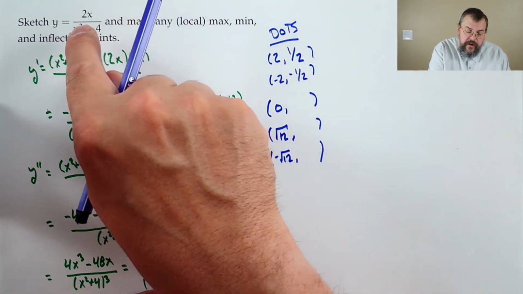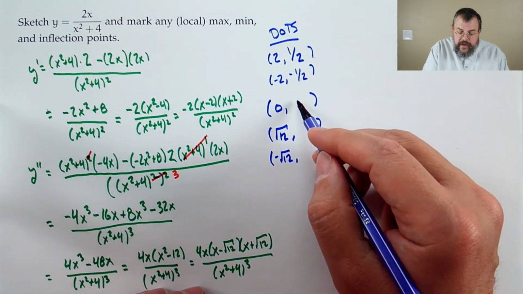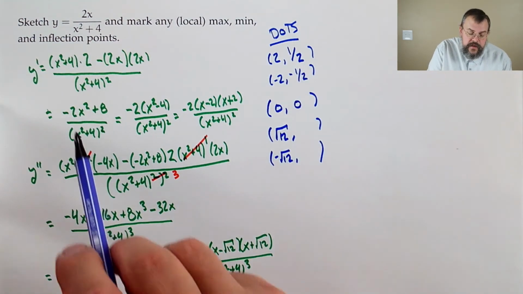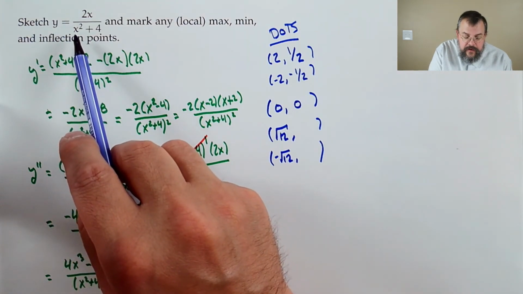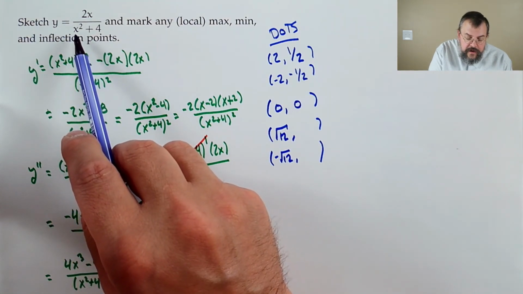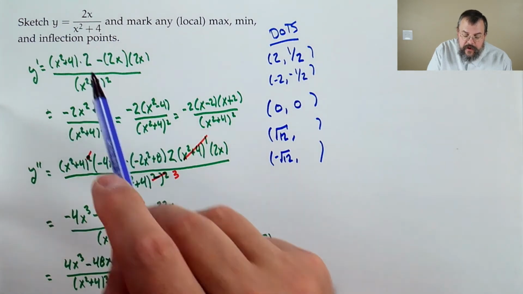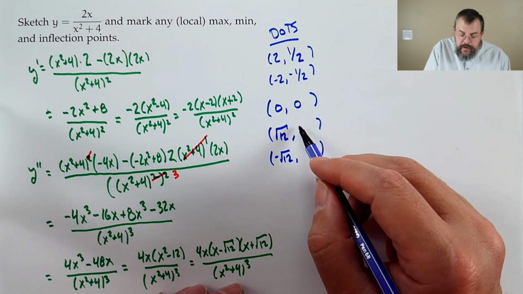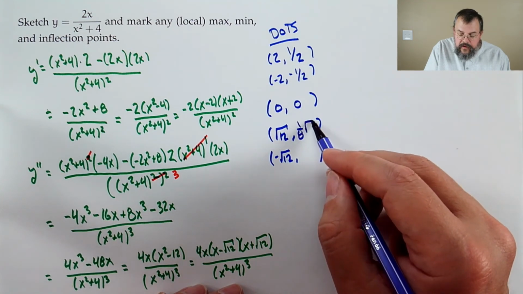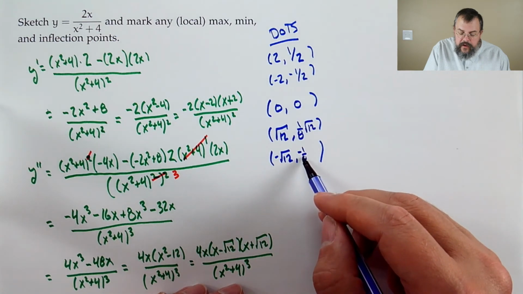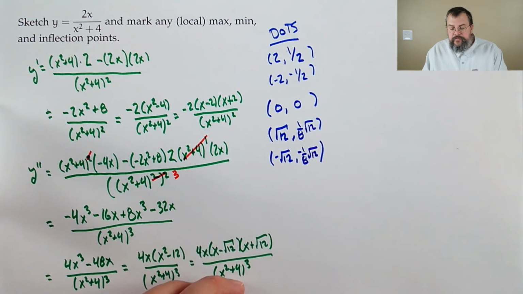Plug in 0, very easy because our numerator is going to be 0. All right, how about square root of 12? Well, that one we've got to think a little bit about. So downstairs, it's actually not so bad. We have square root of 12 squared. It's 12 plus 4 is 16. And then upstairs we have 2 times the square root of 12. So that would end up being 1/8 square root of 12. All right, and then similarly, negative 1/8 square root of 12.